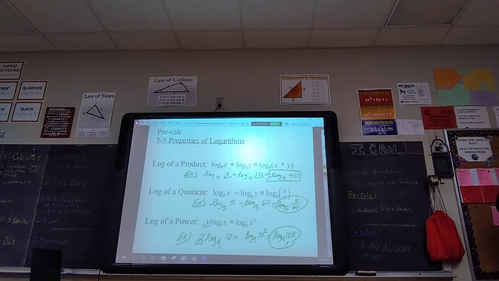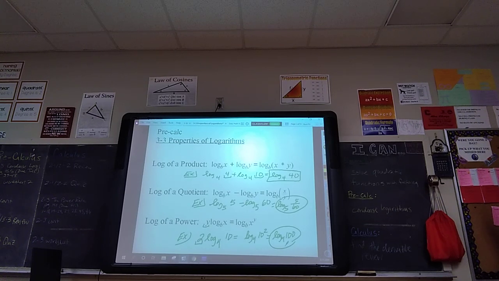So our 3 rules: if you have 2 logs that are being added together, that translates to being able to condense them to 1 log, and you can multiply the stuff that was with the 2 logs originally. And we can actually do it with multiple logs. So if you add 3 logs together, you just multiply all 3 things you have together. If you have 5 logs, you can just multiply everything together. So it can be more than 2. In fact, most of the time we work with at least 3 logs that we're condensing.